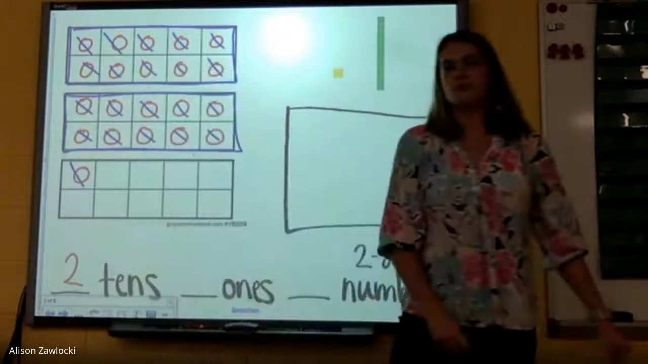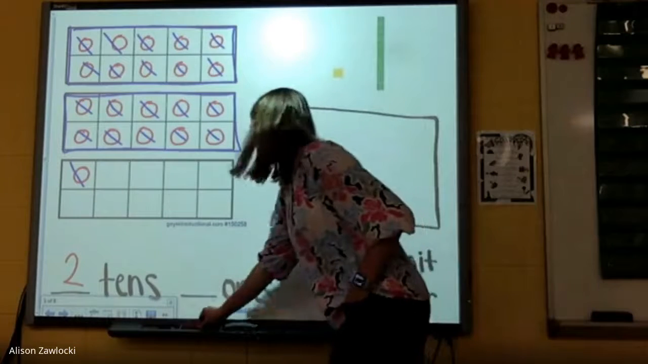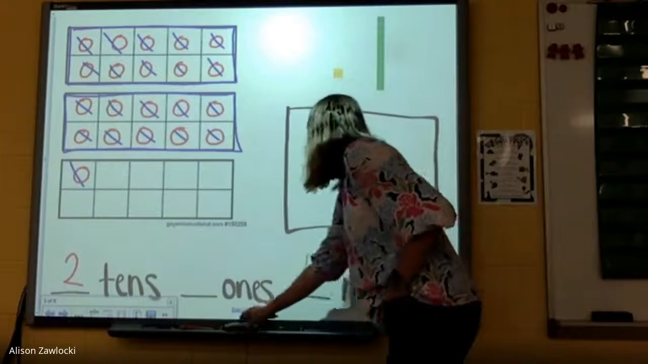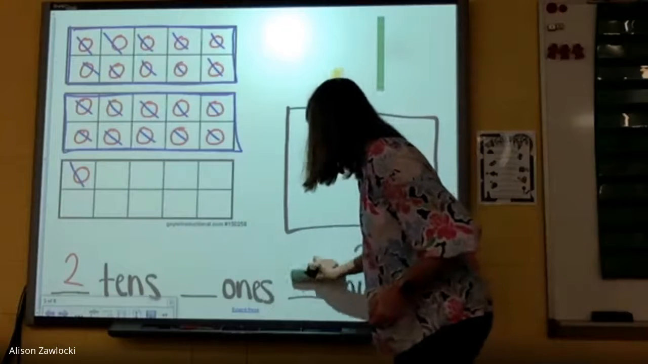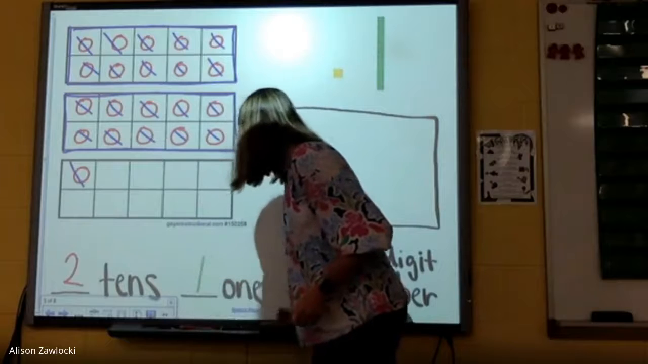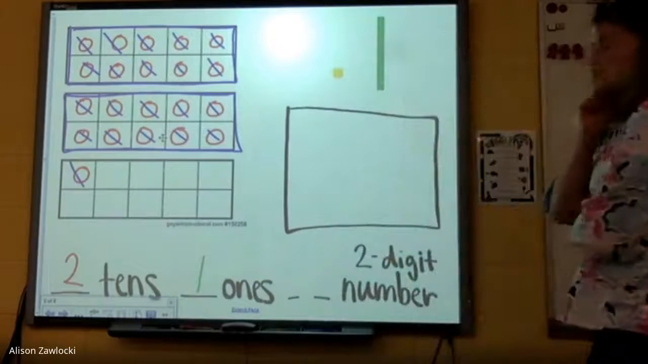Go ahead and write that in your notebook. Now, I would like you on your own to write how many leftovers you have. How many ones do you have? Very good. You have 1. Oops, I wrote it in the wrong spot there. We're going to write it in our ones. So I have 1 leftover.